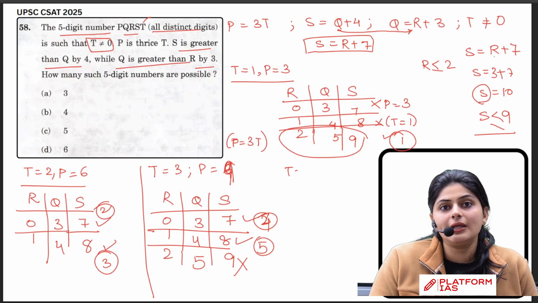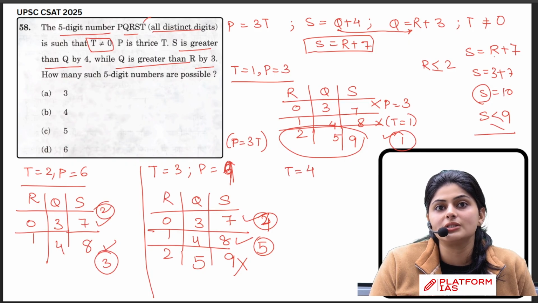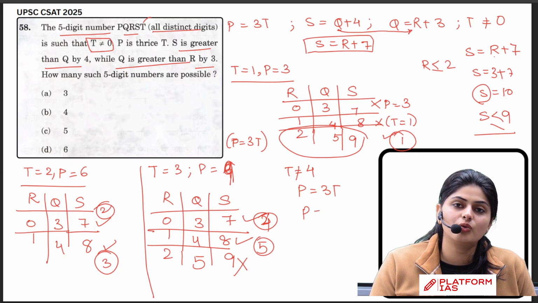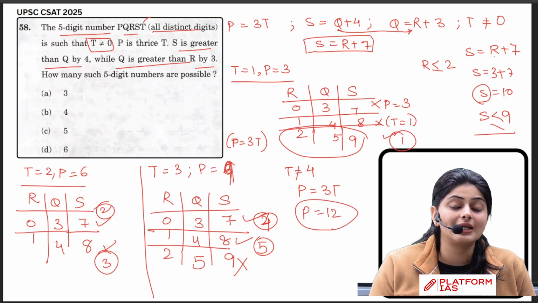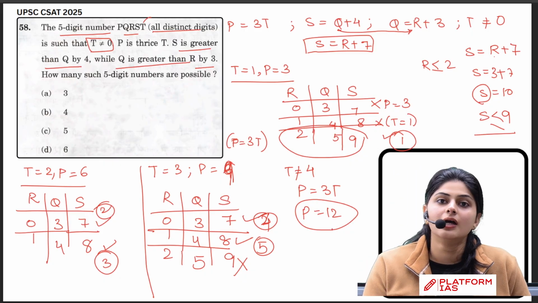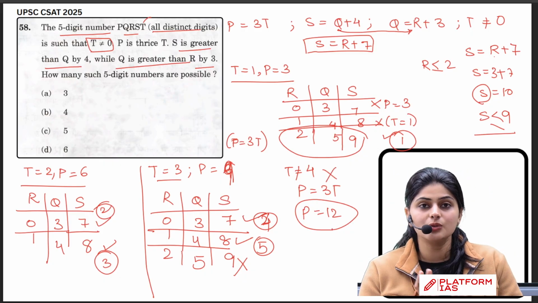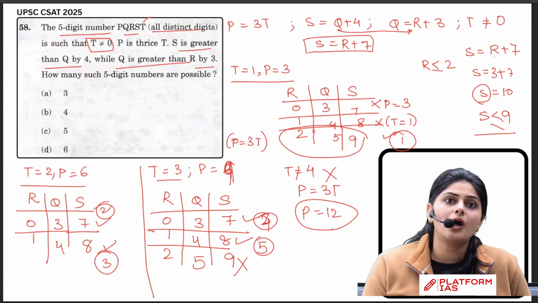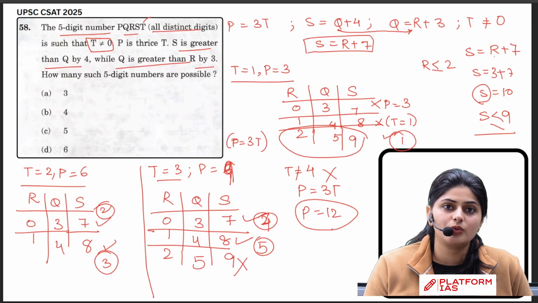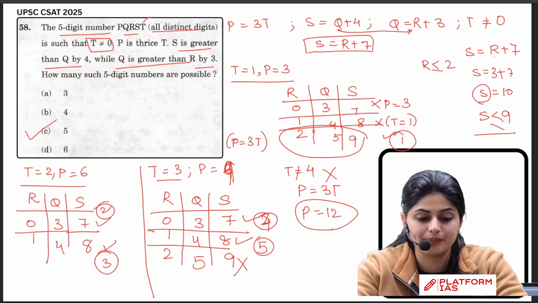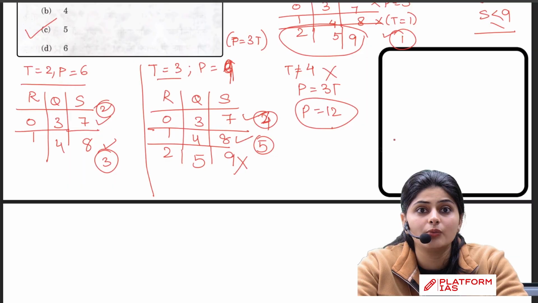Now, can T be equal to 4? No, T cannot be equal to 4 because P is equal to 3T. If T is 4, it will give me 12, but P is a single digit, at most 9. So it is not possible. So T equal to 3 is the last possibility. Now we will count the total number of 5-digit numbers possible. It is 1, 2, 3, 4 and 5. So your answer will be option C. I hope this is clear to you.